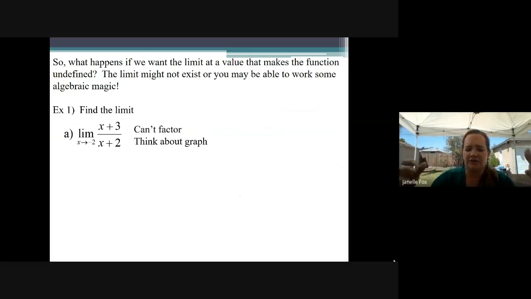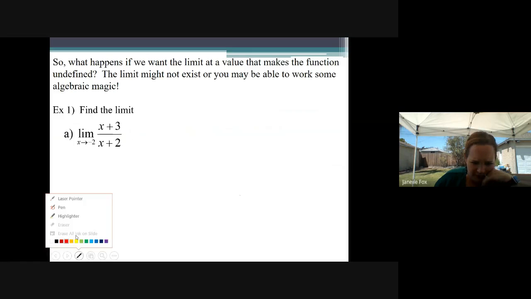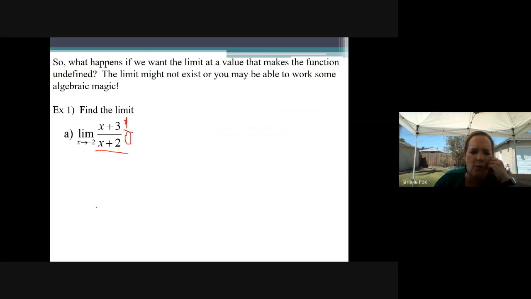If you plugged in -2 right here, this would be a 0 on the bottom. For this example, you would get a 1 over a 0. And that does not make any sense. You can't have a 1 over a 0. So what are we going to do with that?